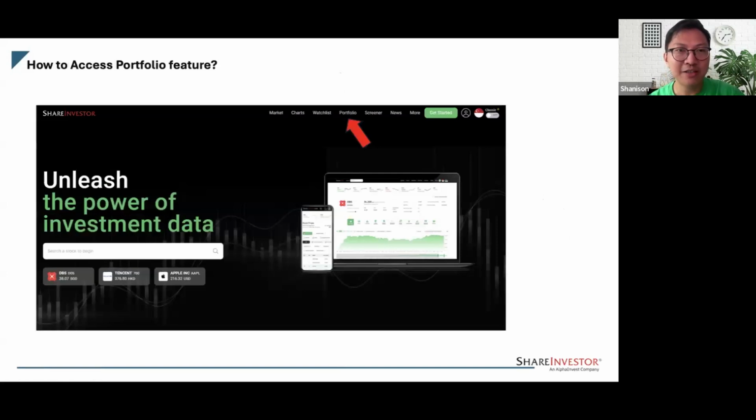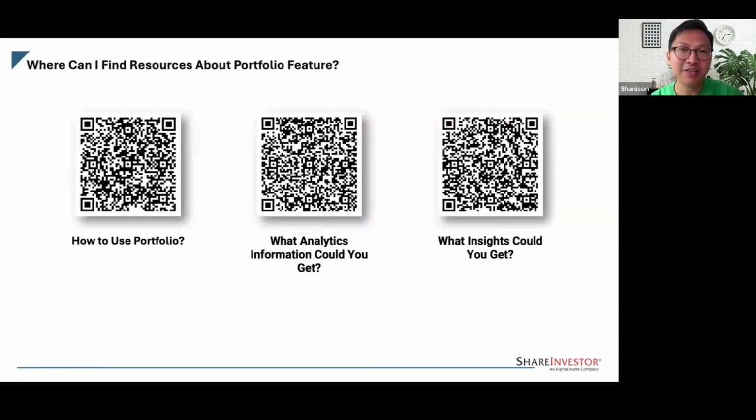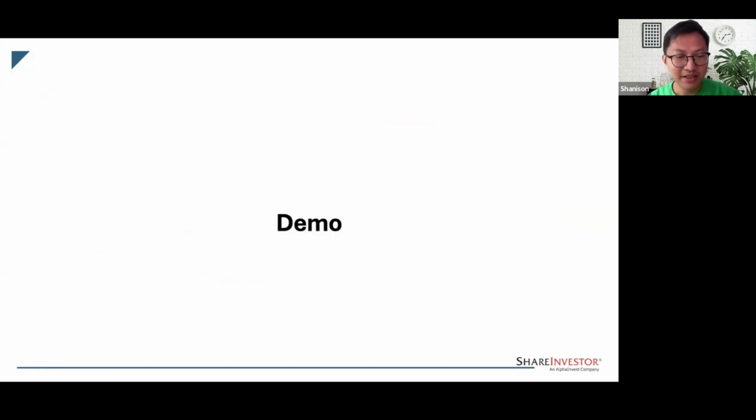So how do you access the portfolio features? If you are using new.shareinvestor.com, there's a menu bar there, portfolio. You can click on that to access it. If you want to find out more information about portfolio, here are 3 QR codes for you to scan as well. The first one is how to use portfolio: what kind of analytics information and insights can you get? Later I will show you where you can find this info as well. So let me go to the demo session.